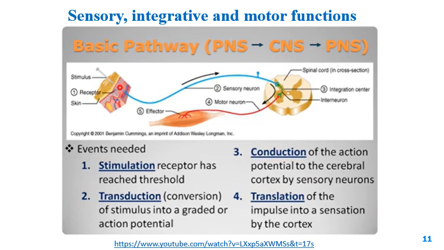All right, so let's see if this makes sense here. Stimulation, transduction that goes from here to action potential. So this is your action potential. And then you're going to have conduction to the CNS. And then you're going to have translation of your input.